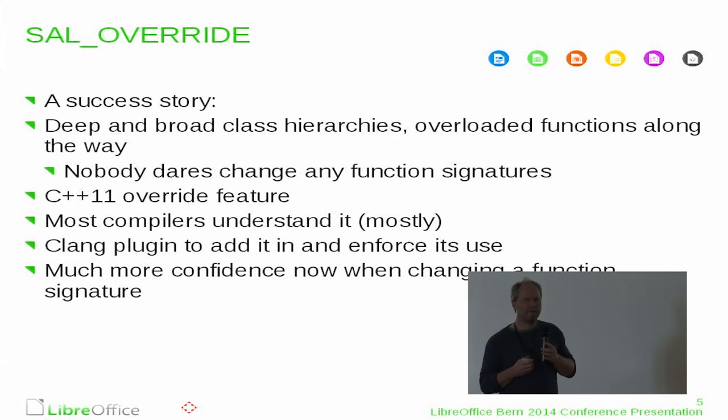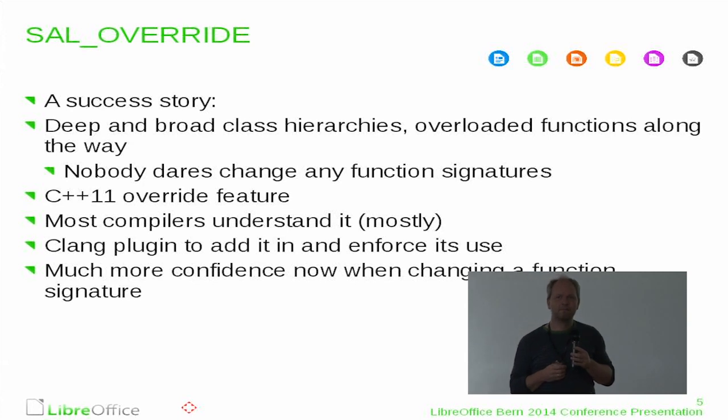The use case is that I dislike the parameters in some function and forget, of course, to add the SAL override because I forgot that. So if we knew that all the functions that are supposed to be overridden would also have to be tagged as to be overridden, it would help us.